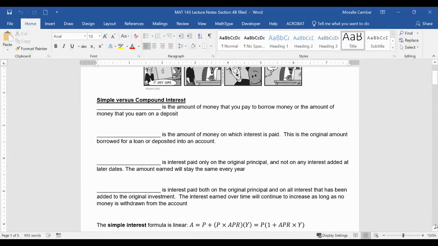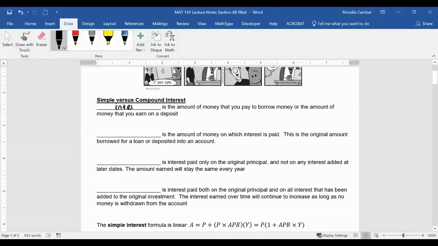In general, interest is going to be the amount of money that you pay to borrow money or the amount of money that you earn on a deposit. So if you're putting money into a bank, the bank pays you an amount in order to use your money. If you're taking a loan, which we'll talk about later, then interest would be how much you pay in order to use the bank's money.